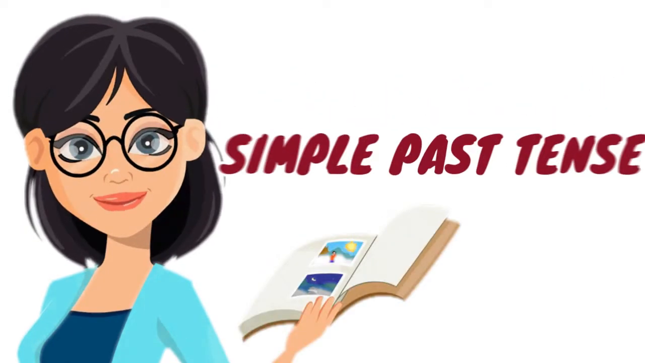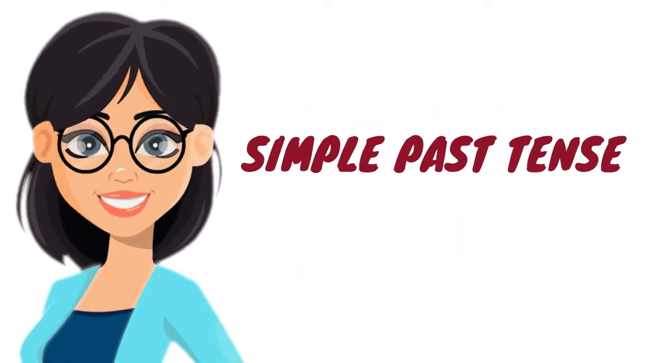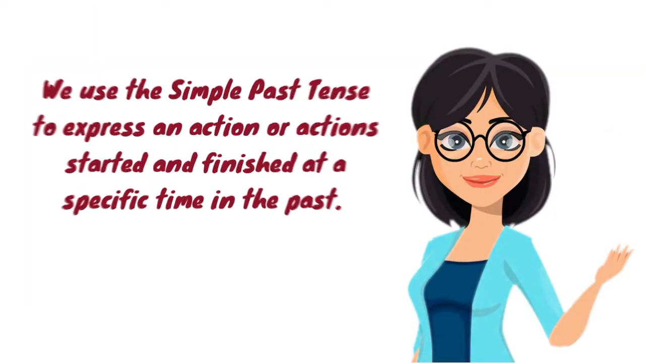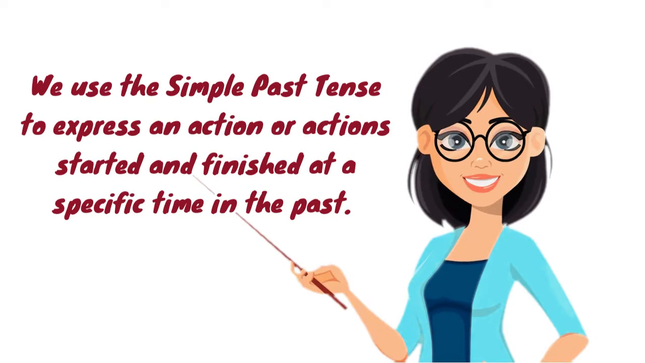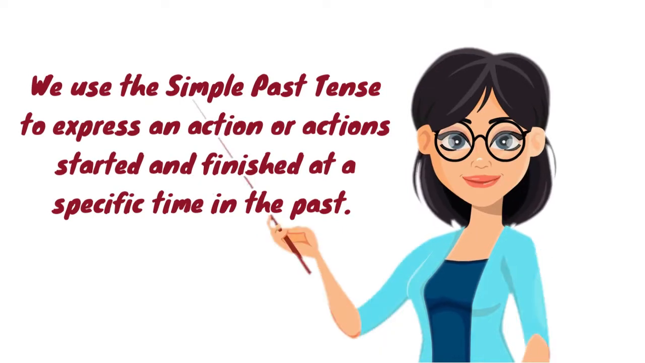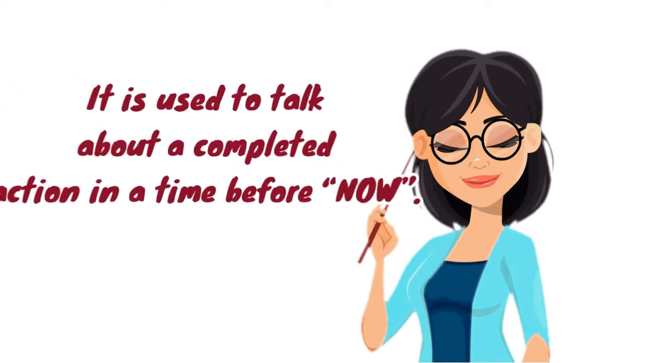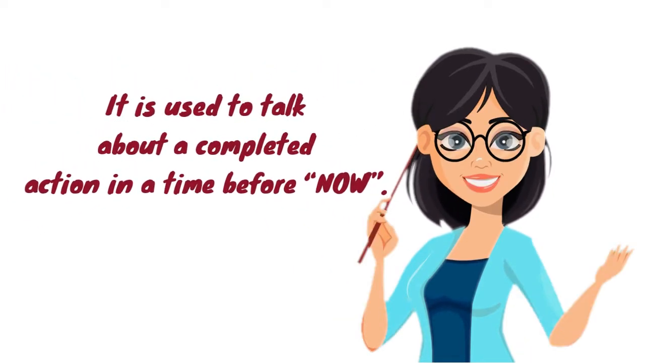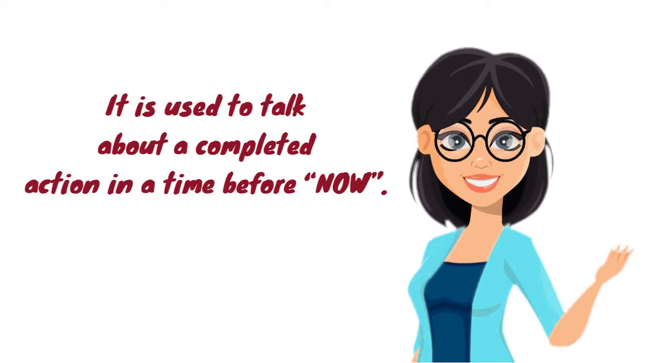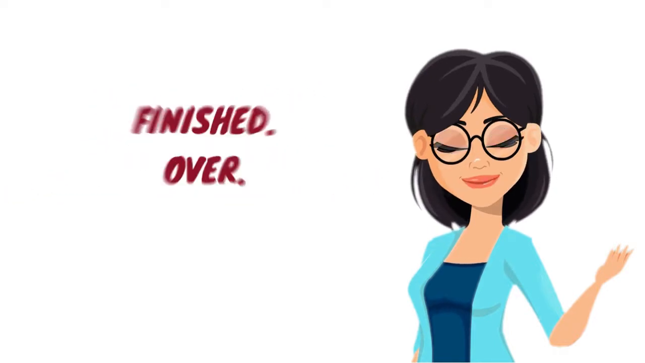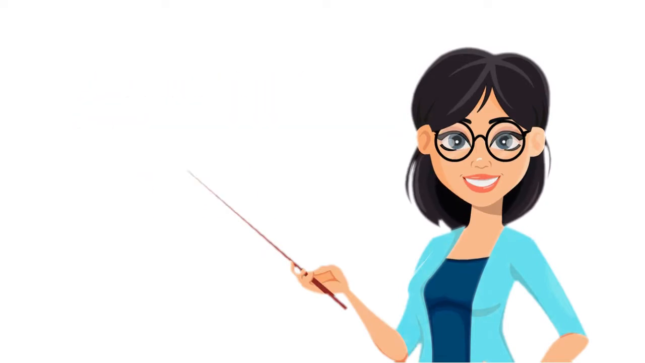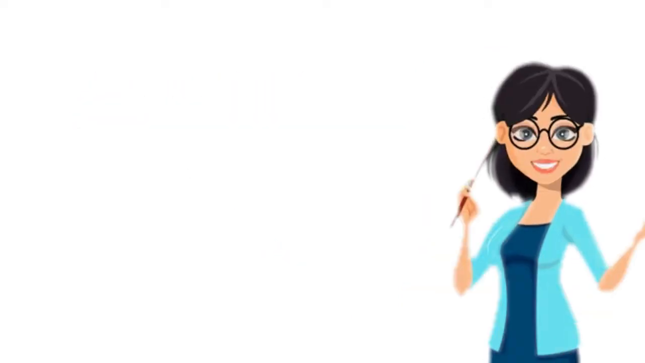First, let us have the simple past tense. What is simple past tense? We use the simple past tense to express an action or actions started and finished at a specific time in the past. It is used to talk about a completed action in a time before now, meaning these actions are finished and they are over. Okay? Let us look at this.